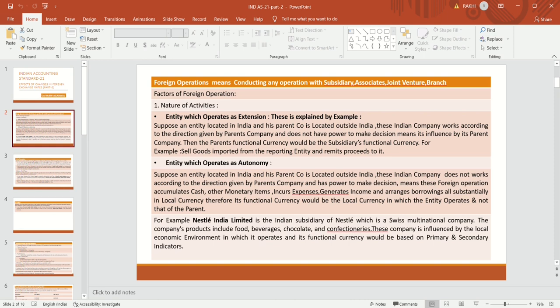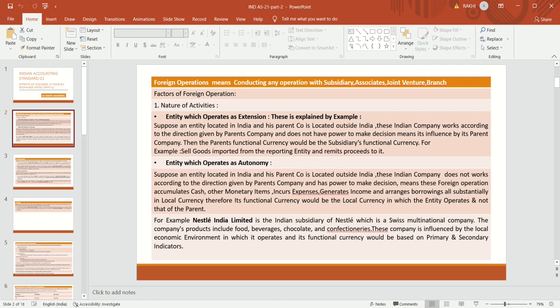So there are two types of nature of the activities: an entity which operates as an extension, like, this is to be explained by example. Suppose any subsidiary is the extension of the parent company, which means that they are just an extension. They work according to the direction of the parent company. They do not take any decision of their own. Whatever the parent company says, they work accordingly. They sell the goods given by the parent company and remit the cash to the parent company. That work is done by the extension subsidiary.